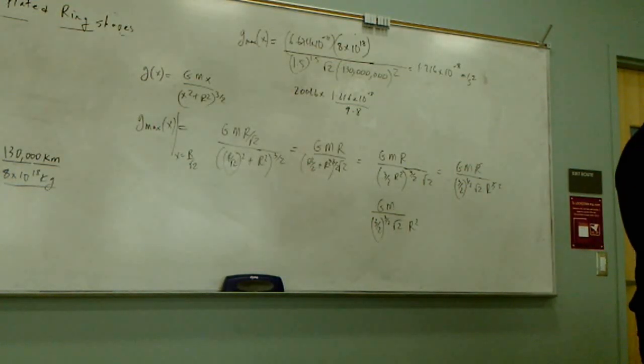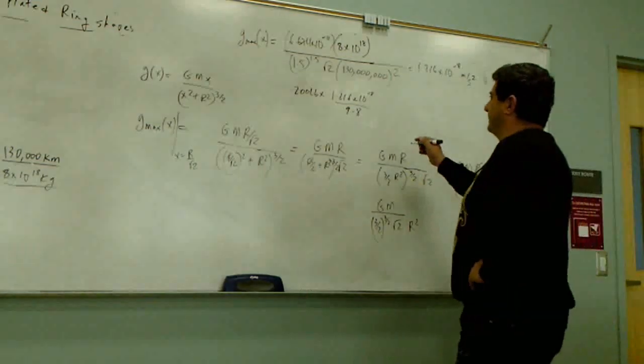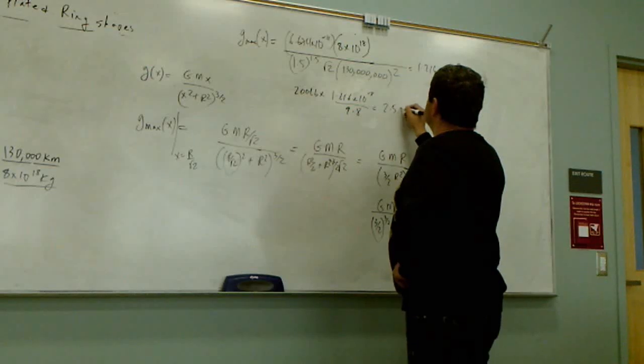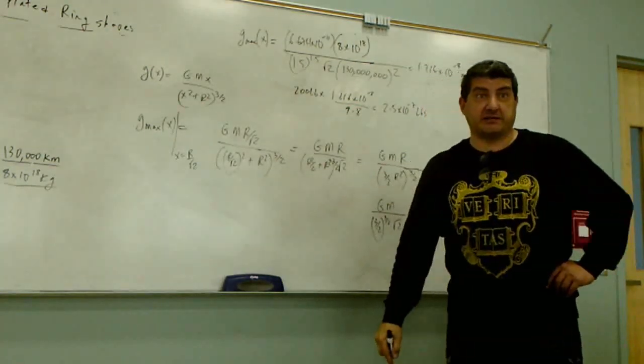So divided by 9.8 times 200. 2.5 times 10 to the minus 7 pounds. And that's the maximum you're going to weigh from that.